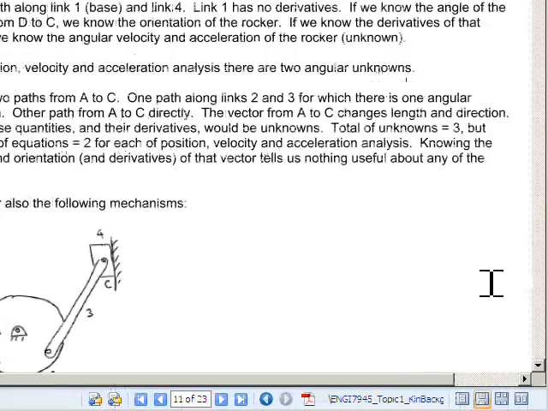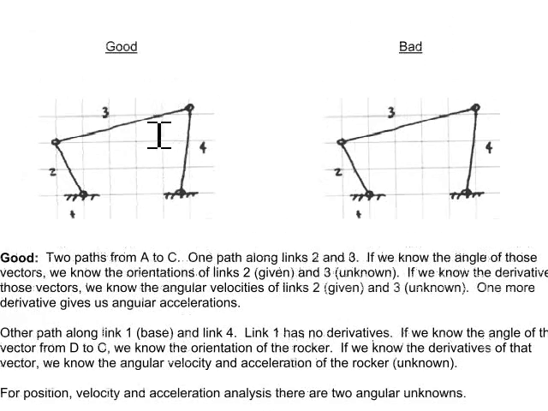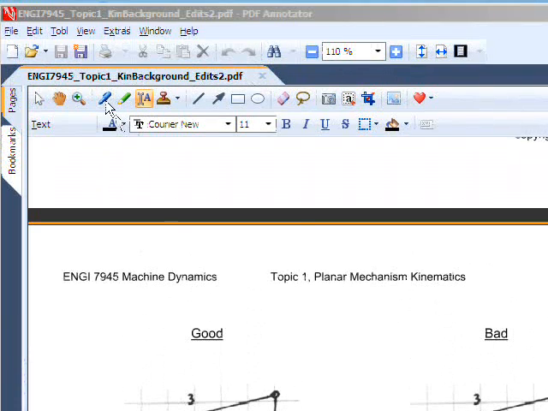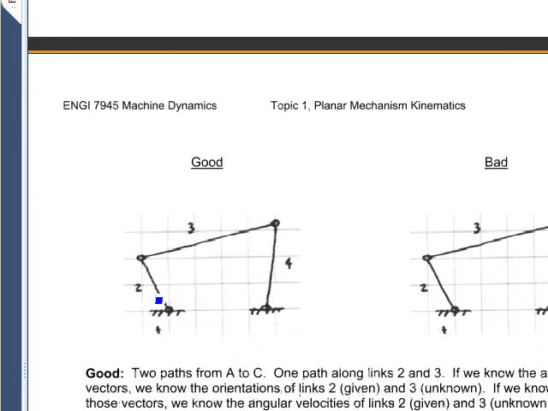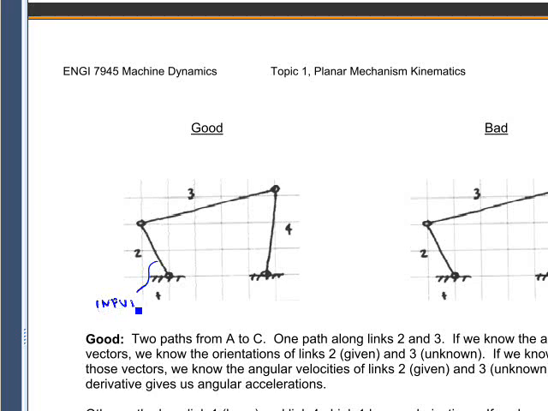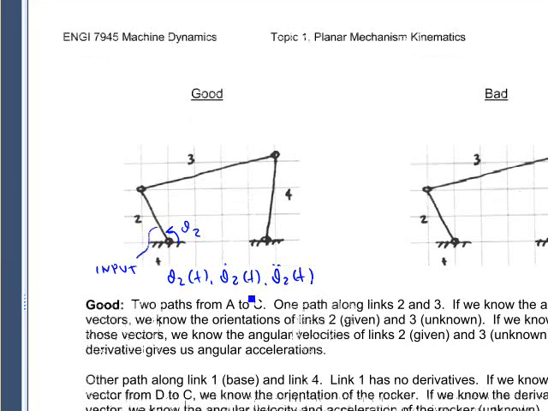Now, if we go down to the second page of topic 1.4, here's your basic 4-bar mechanism. The kind of thing that you might use, say, in a washing machine agitator, where you'd have a crank, link 2, which would be your input, and you drive that crank at a certain known speed. So theta 2, theta 2 dot, and theta 2 double dot, the position, velocity, and acceleration of that input link, we'll assume are known at all times.